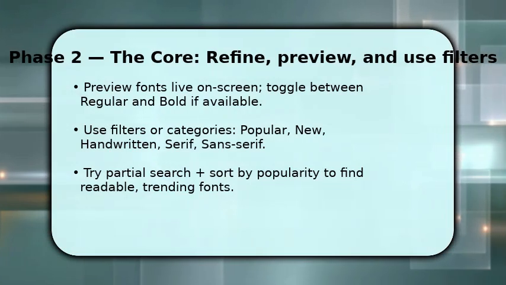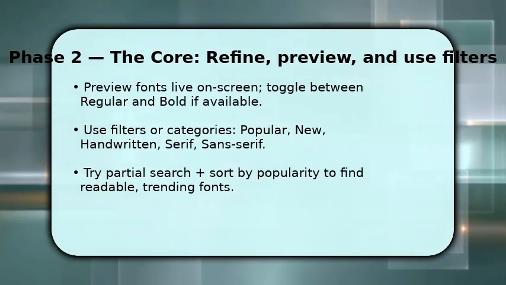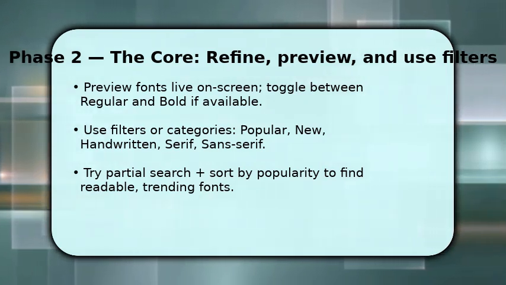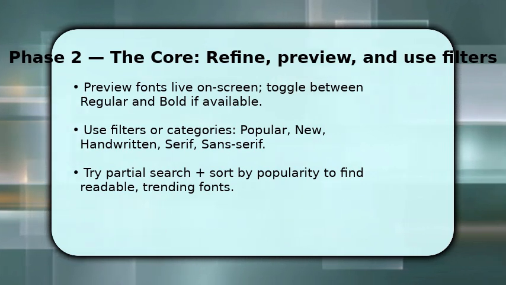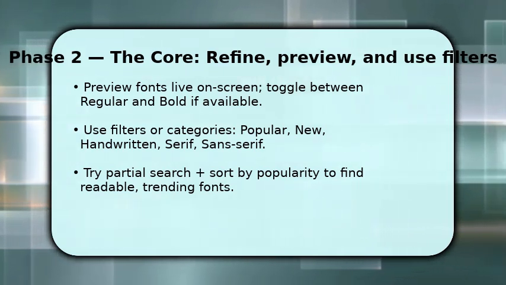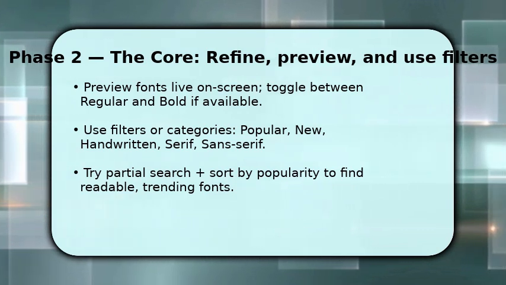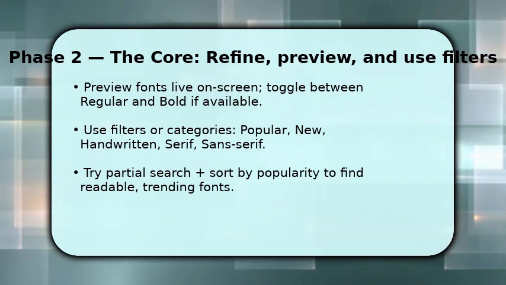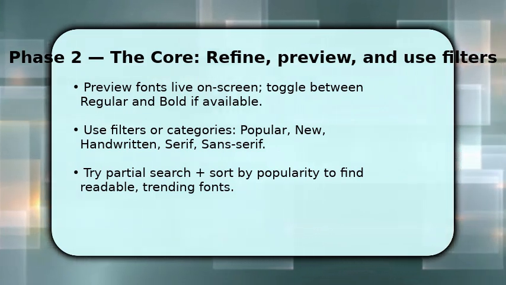Once done with a basic search, you refine. Use the preview area to judge legibility on your background. Capcut swaps fonts live so you see scale and spacing instantly. Make sure to try filters or categories, popular, new, handwritten, because they reduce noise. If many matches appear, sort by popularity or tap similar fonts to expand options.